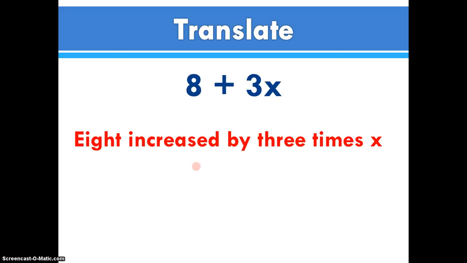And the word that I chose to use for addition was increase by. So 8 increased by 3 times x. And of course, you could replace the word increase by any of those words that we discussed that mean addition, or another word that you may have thought of that may mean addition. So don't be discouraged or think that you got it wrong because you did not use increase by. As long as you use a word that means addition, that is correct.